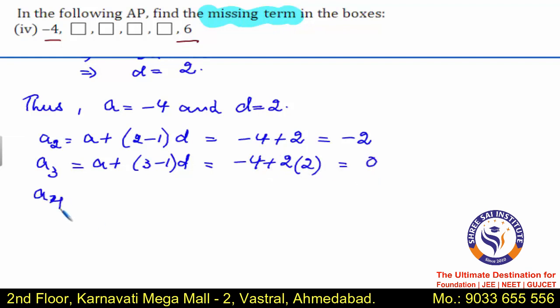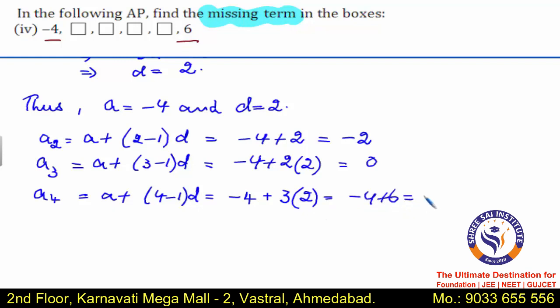Let us now find the fourth term. It is given by a plus 4 minus 1 into d. That is minus 4 plus 3 into d is 2. So this is equal to minus 4 plus 6, which is equal to 2.